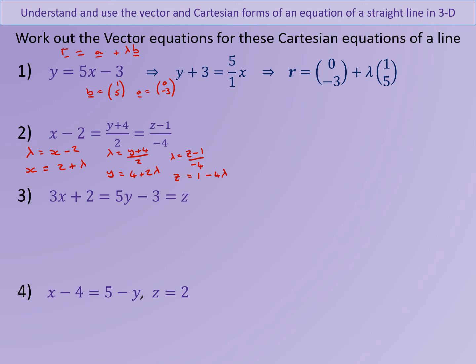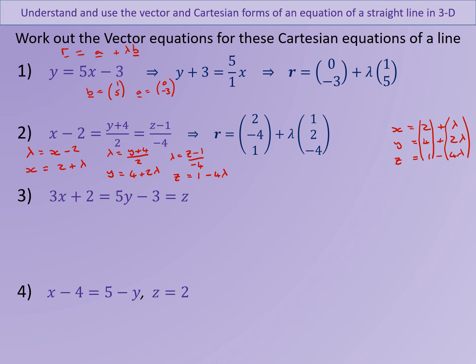We could write these one above the other. x equals 2 plus lambda, y equals 4 plus 2 lambda, z equals 1 minus 4 lambda, and we can see from here that the position vector A, 2, 4, minus 1 is given, and the direction vector, if we factorise out a multiple of lambda, we would get lambda times 1, 2, minus 4.